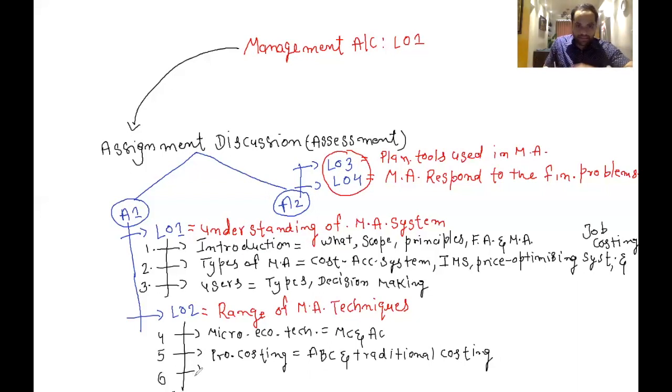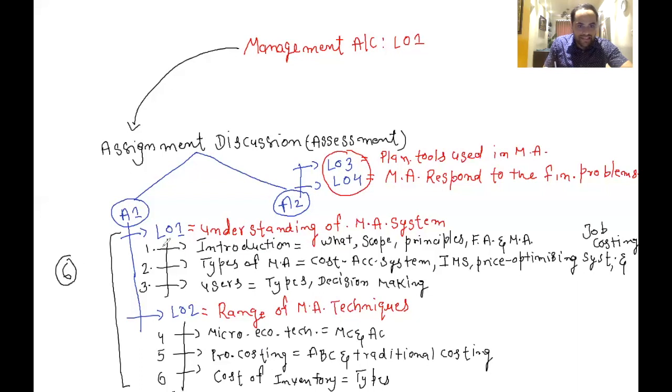And the last session for your assignment 1 or learning outcome 2 is cost of inventory. In this cost of inventory, you're going to learn about different types of cost of inventory, because there are various costs related to the inventory, right? So this is my teaching plan for assignment 1. Of course, these are 6 teaching sessions, all right?